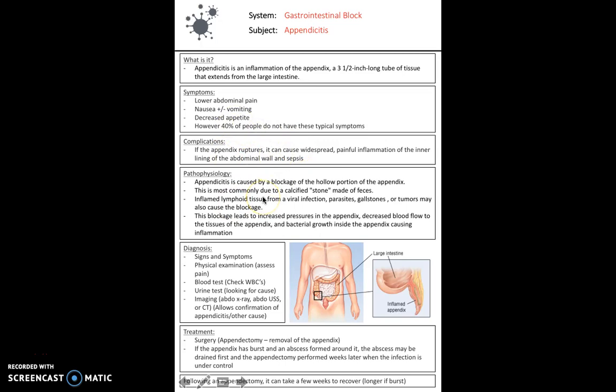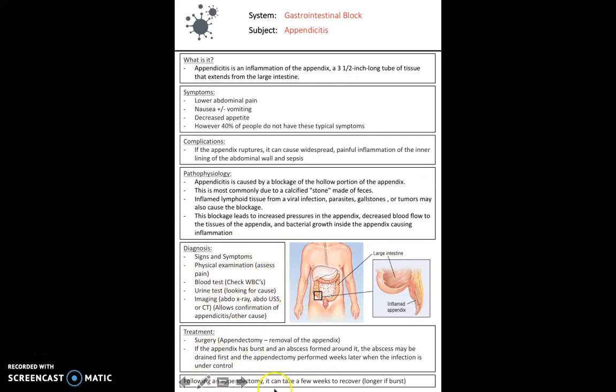So a common problem that a lot of people know about is an appendix rupturing. If this happens, it can cause widespread painful inflammation of the inner lining of the abdominal wall. And one complication that we're really concerned about if the appendix does rupture is sepsis, because obviously this can have long-term implications, particularly on the recovery time. If we do diagnose appendicitis from signs and symptoms, physical examination so we can assess for pain, we can do blood tests, urine tests, etc.